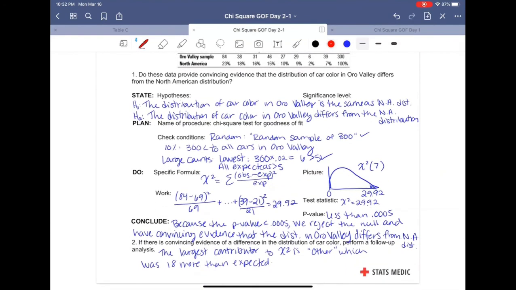All right, so let's go through the problem. So start with our hypotheses. Now, we talked yesterday about how when you're doing a goodness of fit test, you can say the claim distribution is true and the claim distribution is not true. And we could do that with this one.